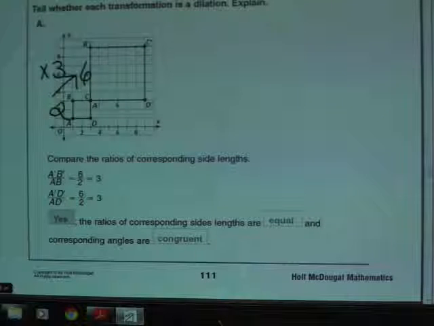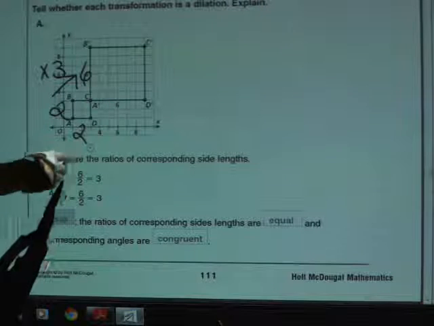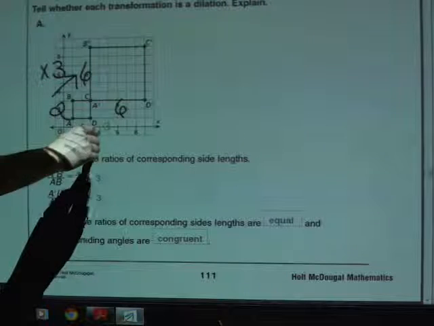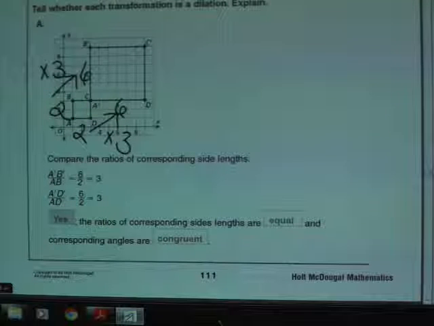Well, when they look at side AD, that measures 2. When they look at AD in the image, that's also 6. So to go from 2 to 6, again, that's multiplying by 3. So since that same multiplier works all the way around, indeed here we're going to say that this is a valid dilation.